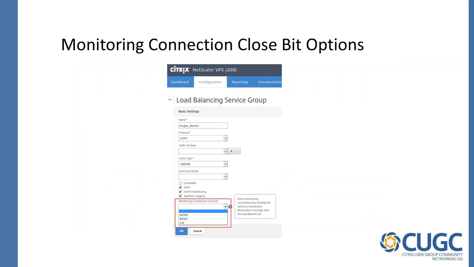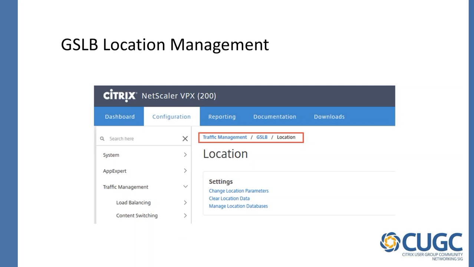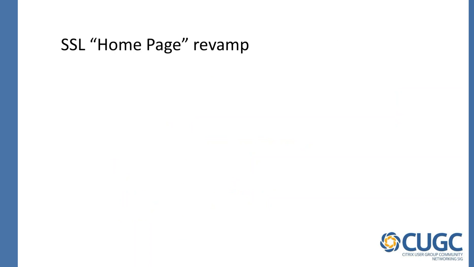Monitoring connection close bit options. So on the back-end services, when you're monitoring the health of your web servers and so on, you now have the granular ability to go in there and say exactly how you want to terminate that monitor connection. So if you have some older web apps that have been kind of flaky, that don't like seeing those monitors hit, this is the way to be able to control that. This is big. SNI support for backend service groups and services. This is something that's been available on the front end, and now it's actually available on the back end. This makes several different configurations possible now, so this is big. GSLB location management, that's new.